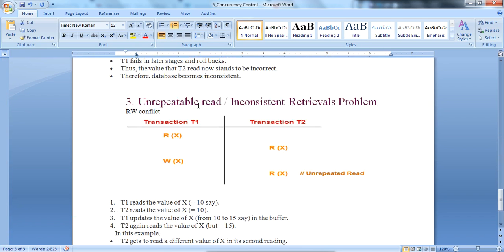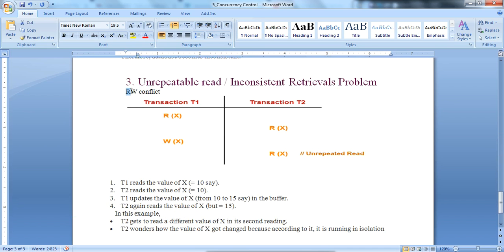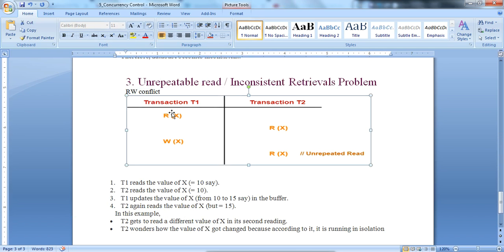Now the last type is the unrepeatable read, or inconsistent retrieval problem. Same as before, this is a read-write conflict. Transaction 1 reads the x value, then transaction 2 also reads the x value, then transaction 1 writes the value, then transaction 2 reads the value again. This is a read-write. In the previous case, that was a write-read.